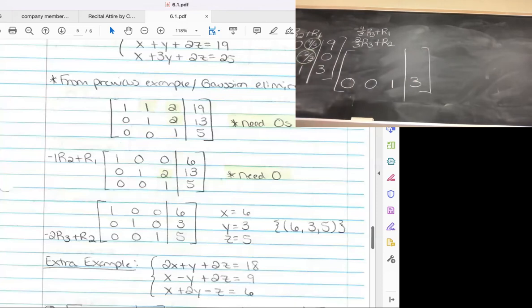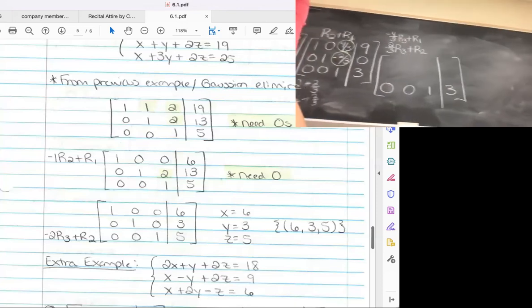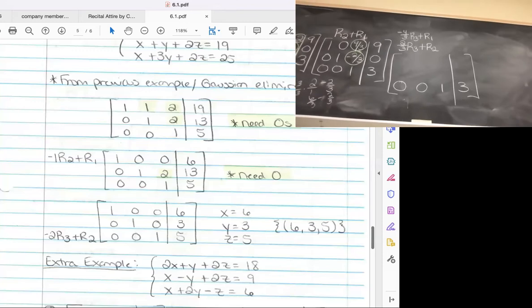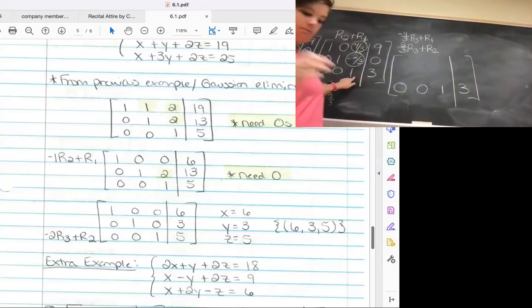Can you see? Over just a little bit so you can see the previous matrix, so you can see where I'm getting some of my numbers.